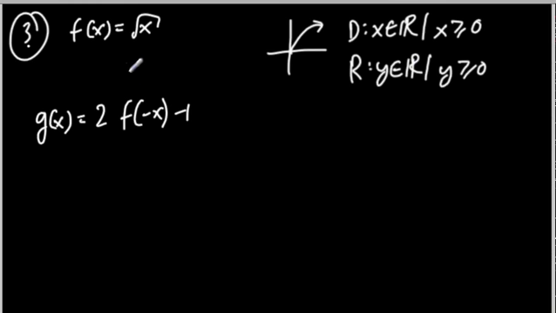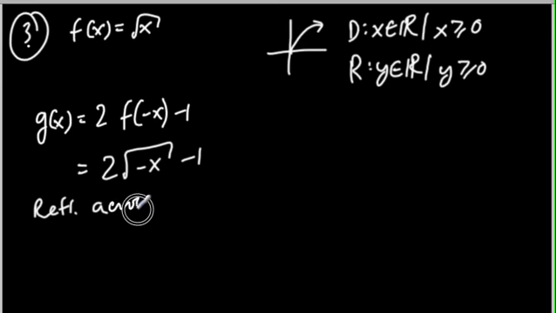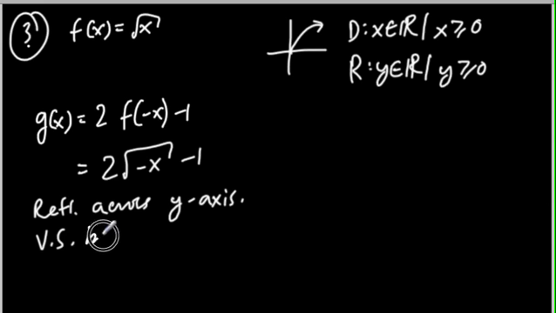Okay, so if we look at this, now this is our f of x, so this is 2. The argument here is negative x, so we sub that in for the x. So in other words, it's the square root of negative x minus 1. And if we look over here, we see that there's a negative inside the square root function, so it's a reflection across the y-axis. Okay, it's a vertical stretch by 2, and then it's down 1.